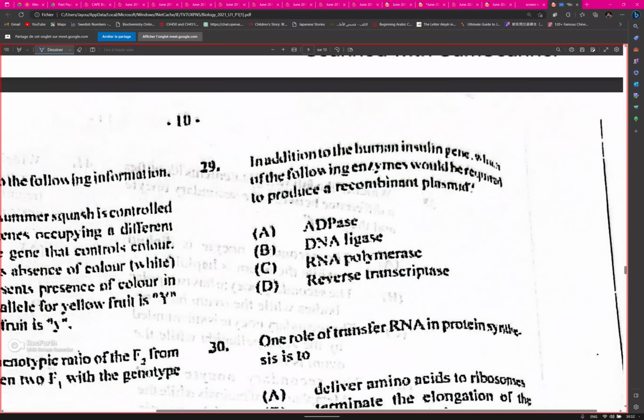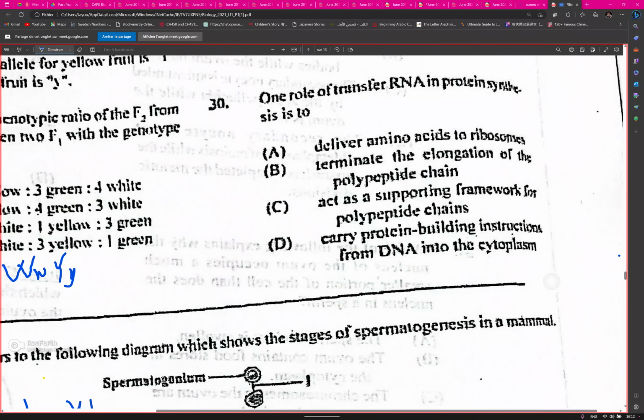Alright. So 29. In addition to the human insulin gene, which of the following enzymes would be required to produce recombinant plasmid? Yeah, we're going to need DNA ligase. That's repeated, right? 30. Alright.